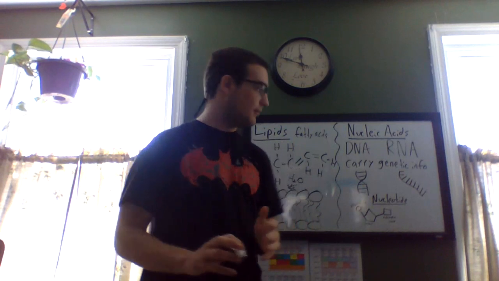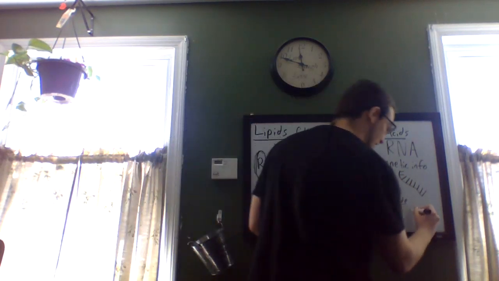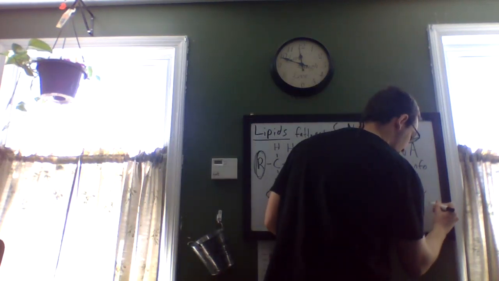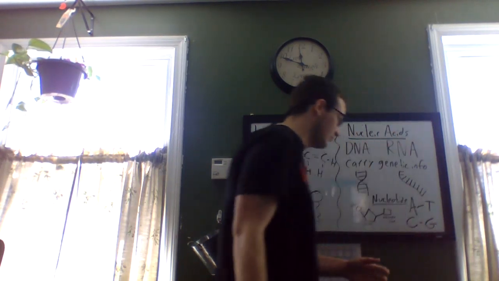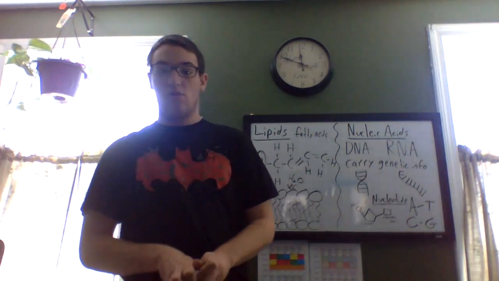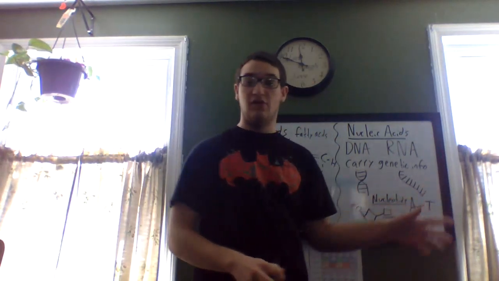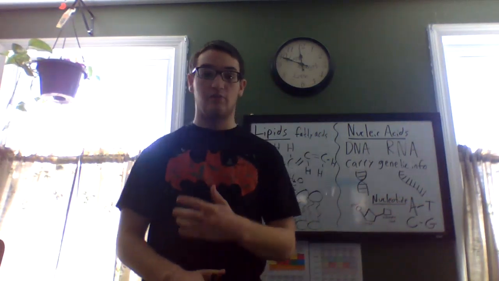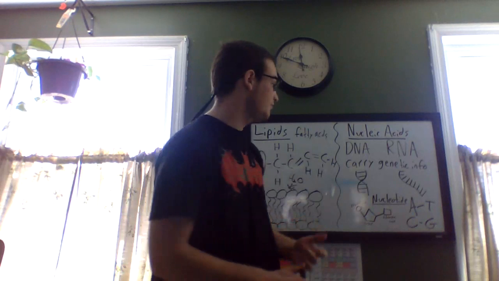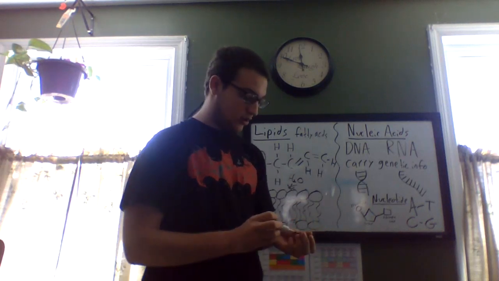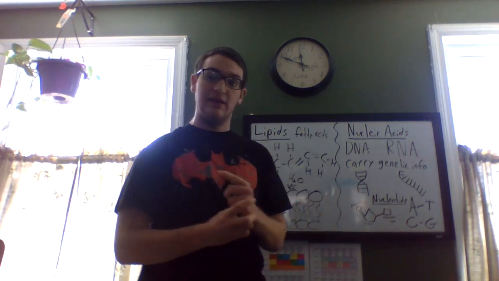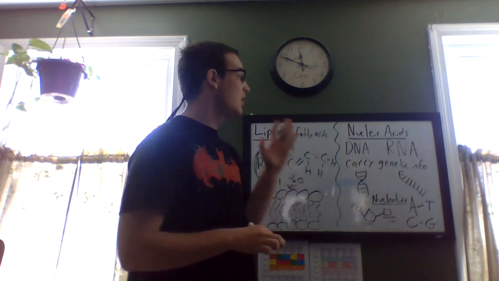And they pair up. Adenine pairs with thymine. Cytosine pairs with guanine. And in RNA, adenine pairs with uracil instead. We'd mark that as a U. So again, more differences just between DNA and RNA. These are important to know.